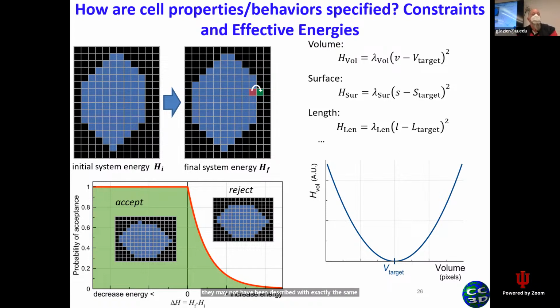And so, for example, suppose that I say that I want the volume of my cell to be V target. As I mentioned before, I cannot enforce that the volume of a cell is something because the cell does not exist in isolation.